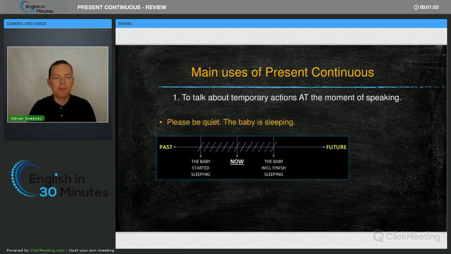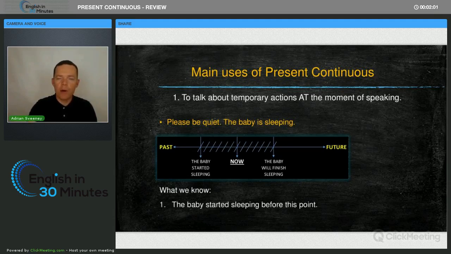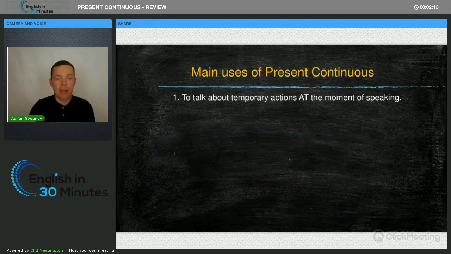Let me show you. Please be quiet, the baby is sleeping. Have a look at the timeline. What can you see? What do we know? We know the baby started sleeping before this point, before now. And we know the baby will finish sleeping after this point. So right now, the baby is sleeping.